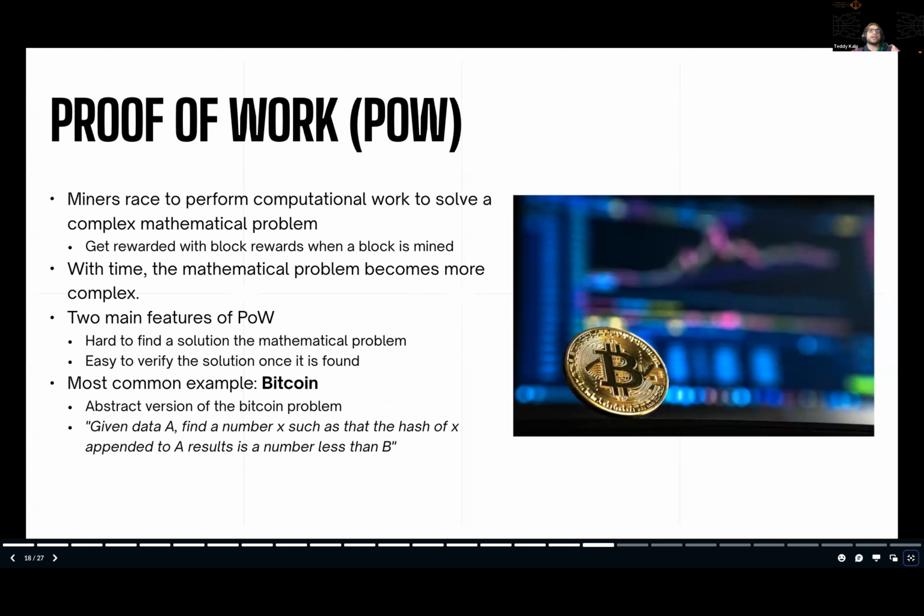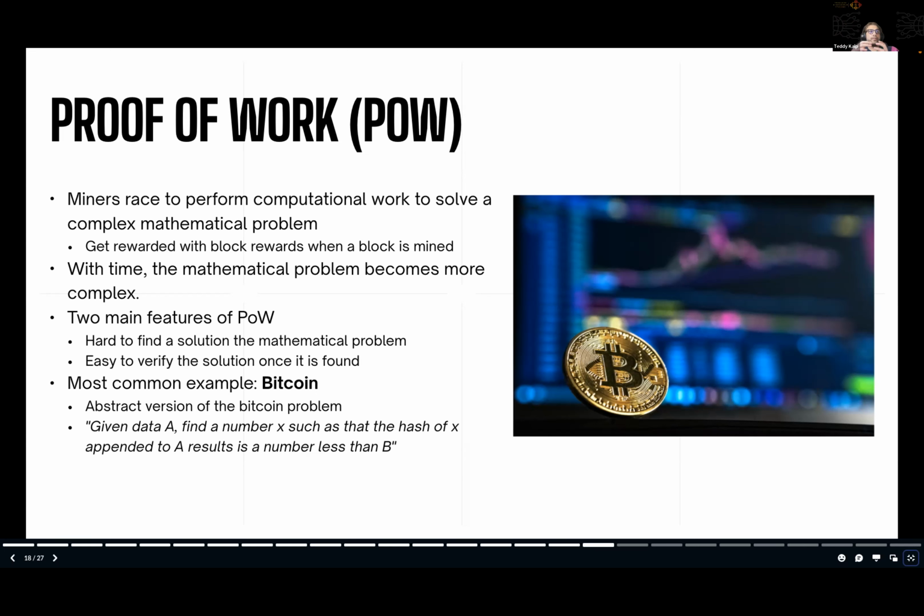So miners are racing to find the nonce value that will produce some solution to a problem. And with Bitcoin particularly, I believe their problem is that the hash value is continuously getting smaller and smaller and smaller. So it's getting exponentially harder to find that nonce value.